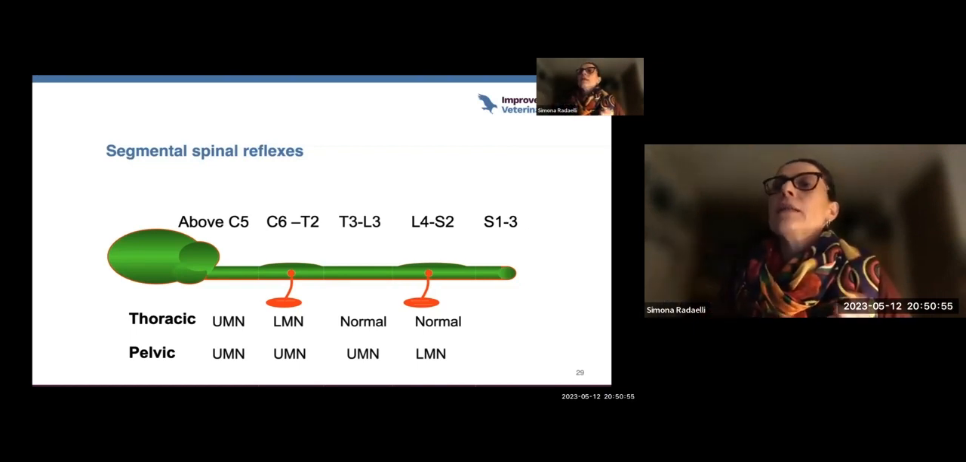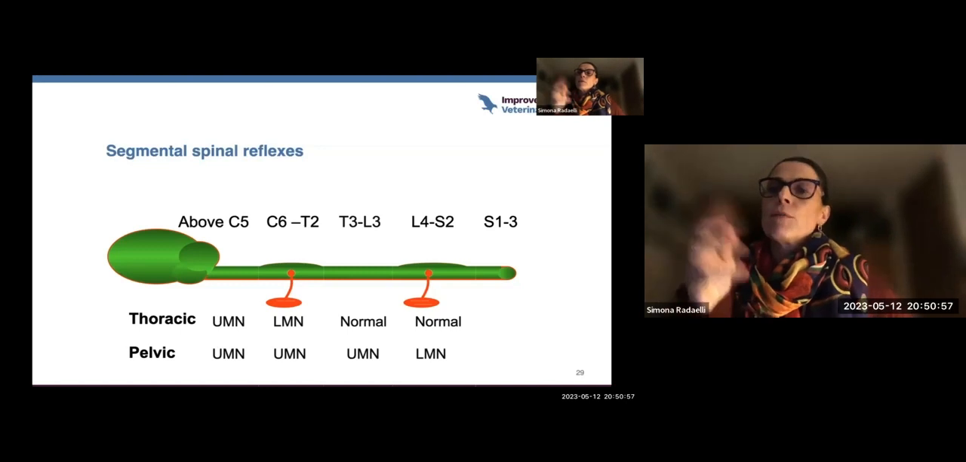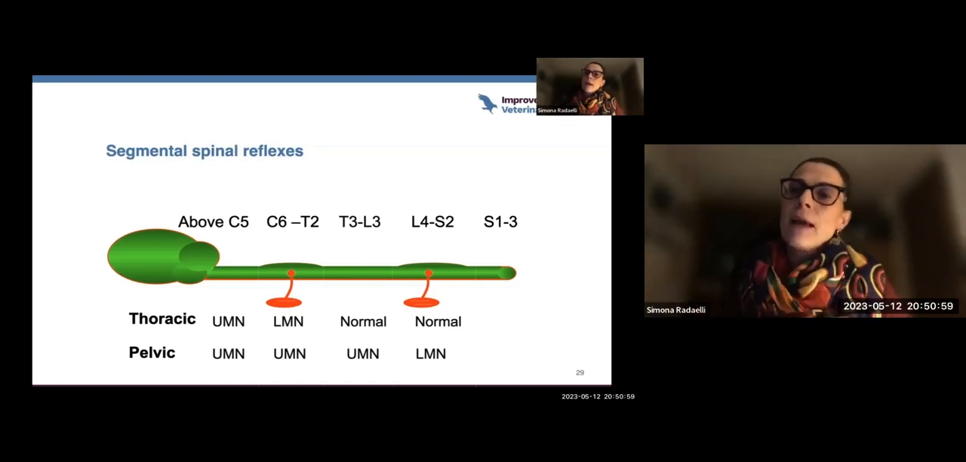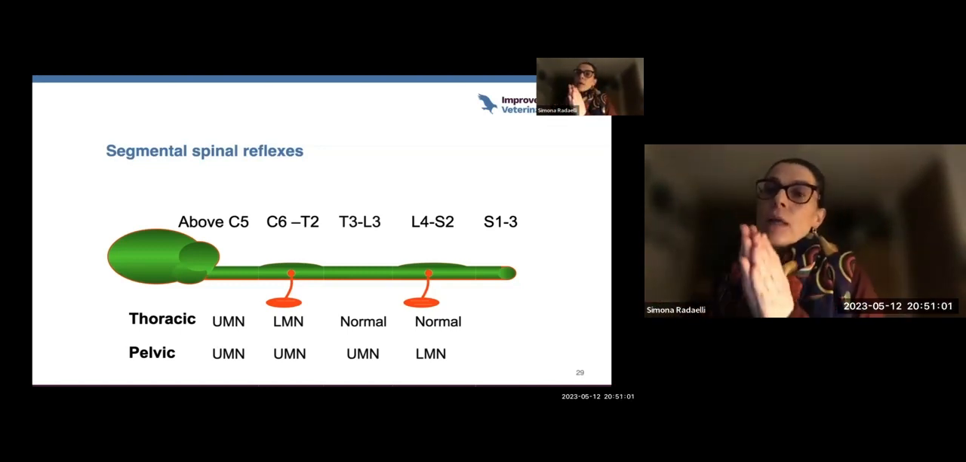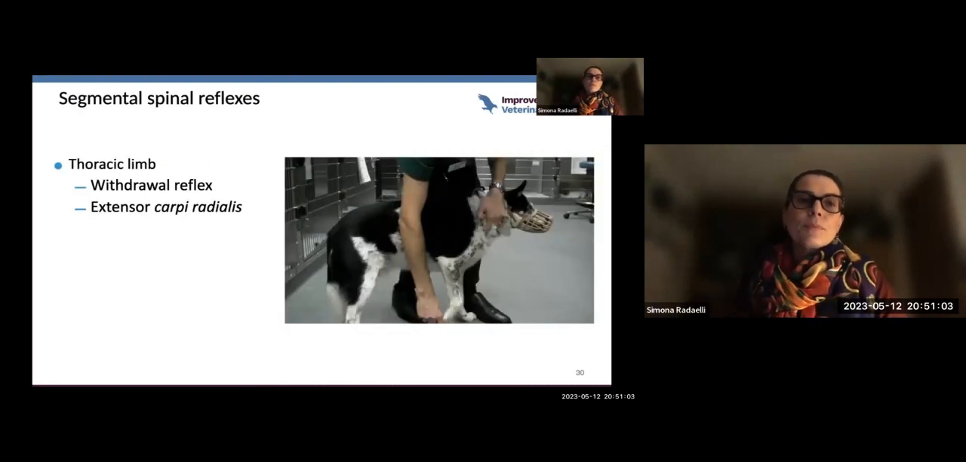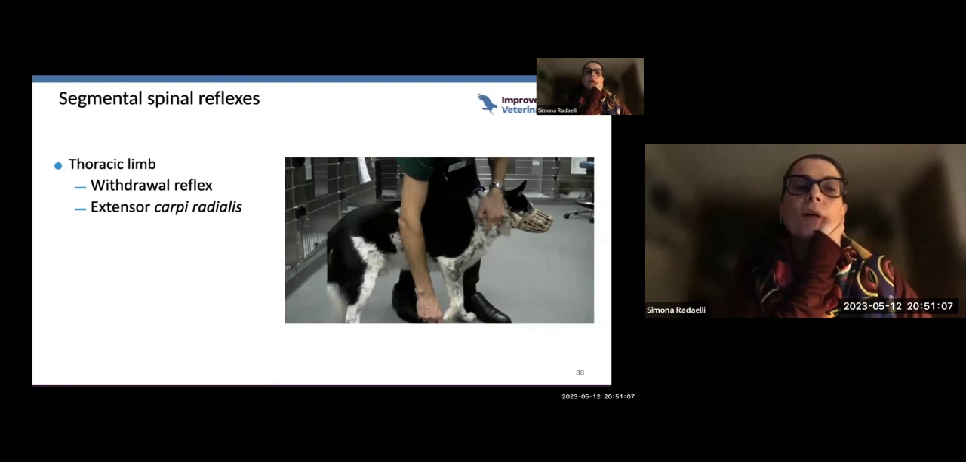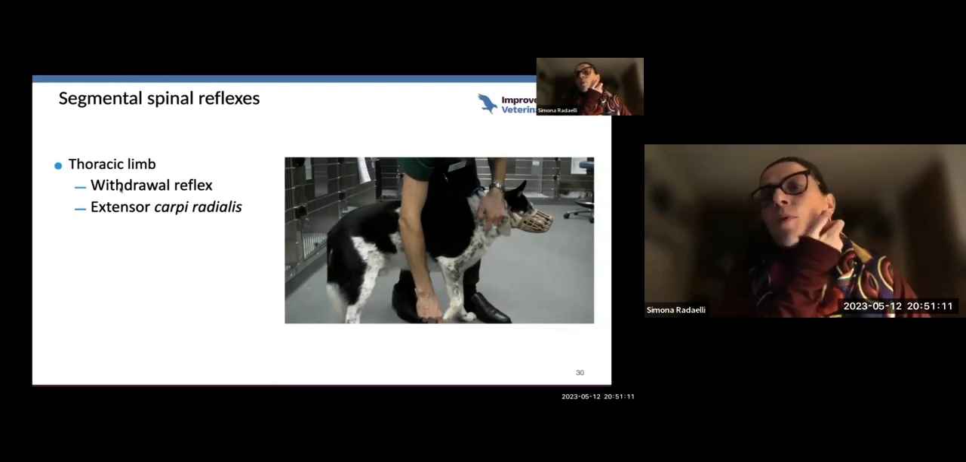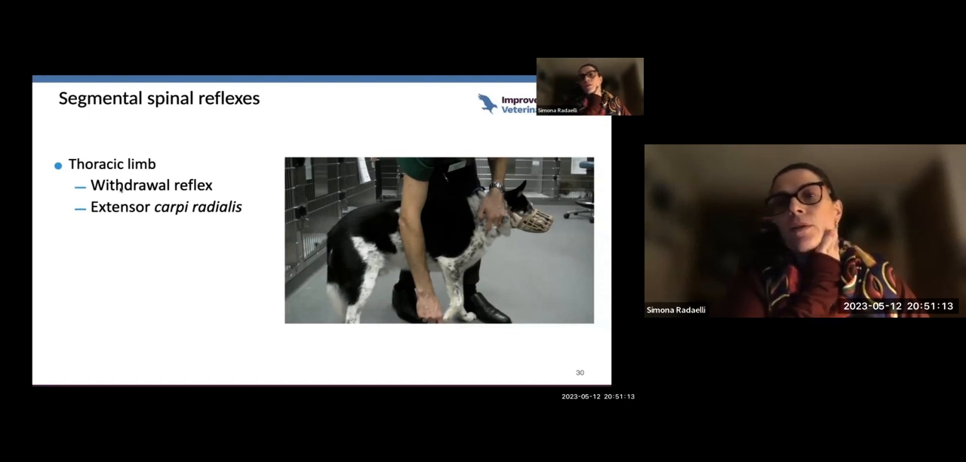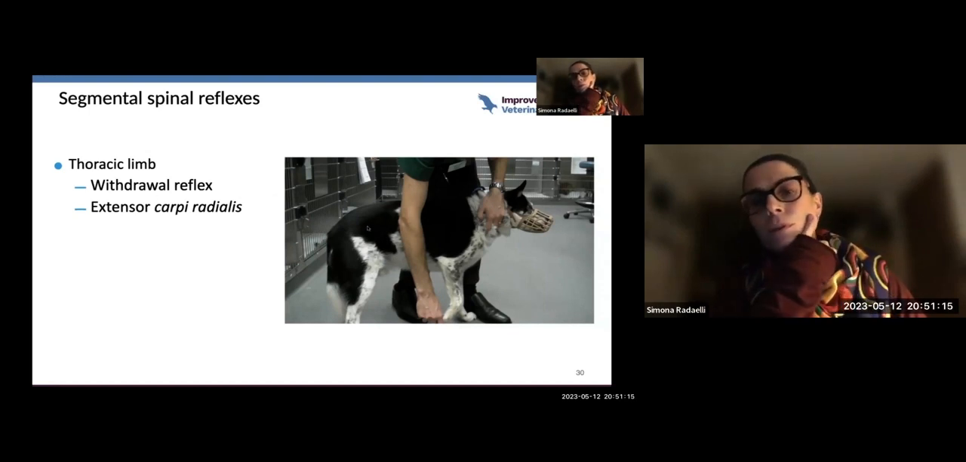So we can already, with the information of the proprioception, the gait, and the segmental spinal reflexes, start narrowing down within the spinal cord. The segmental spinal reflexes that we test most often in the thoracic limbs are the withdrawal and the extensor carpi radialis. I would say the withdrawal is the one that we test, honestly, more often.